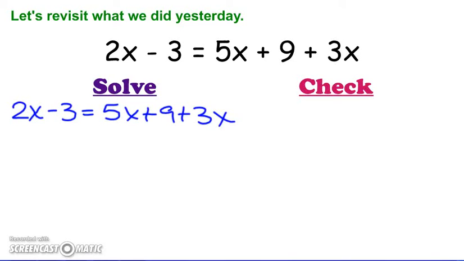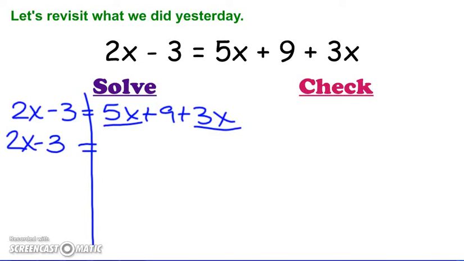Okay, before we need to do anything, we know that we need to distribute, but there's no parentheses, so there's no way we need to distribute. We also know that we need to combine like terms, and this is something that y'all started in 7th grade, so this should be a review. That's when you're looking on either side of the equation and putting like terms together. So right now, the only thing we can combine is the 5x and the 3x. So on the left-hand side, we still have 2x minus 3 equals, well, 5x plus 3x is 8x plus 9. So that is our new equation.